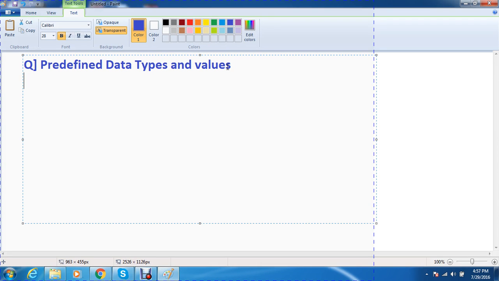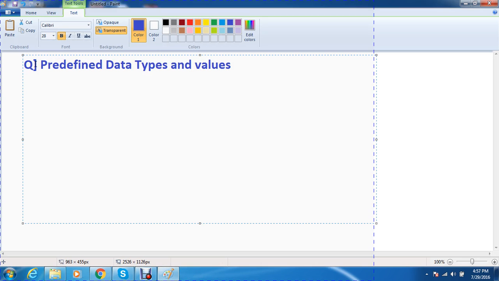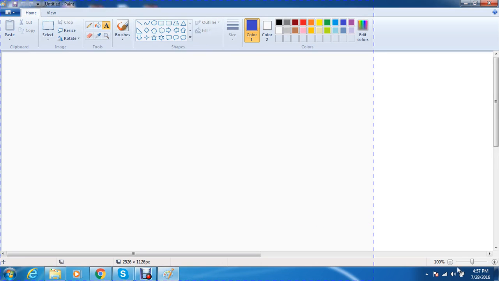I hope data types are by default known to our Java, called as what? Predefined data types. What is a data type? Data type means getting space from memory. Now let us see how many predefined data types we have and how much space we are going to get, and each data type's value.